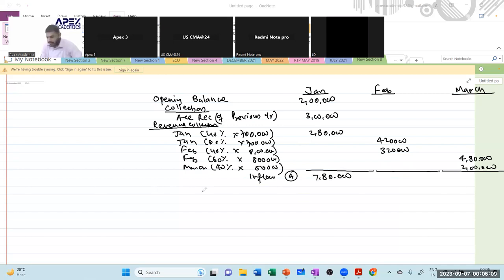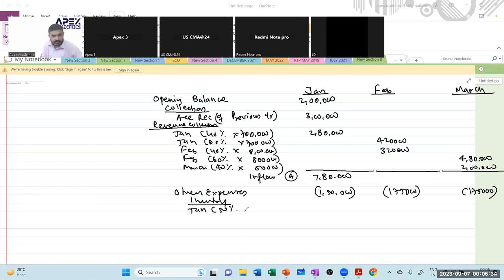Now let's talk about expenses. First is other expenses. Other expenses of January are 150. Of February are 175. Of March are 175. Now let's talk about inventory payments. Jan. 50% of Jan is paid in Jan. How much is Jan? 3,50,000. So 175 is paid here.